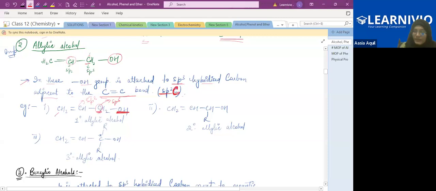And this carbon is attached to how many groups? Only one group, which is CH, right? So it is a primary allylic alcohol.